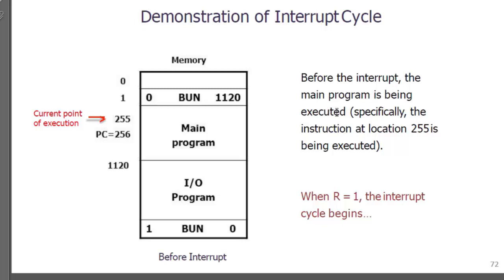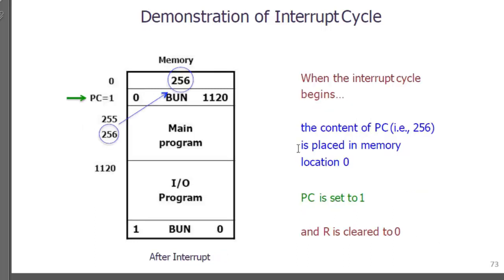Now before the interrupt, the main program is being executed. This is the main program that is currently executing. Specifically, the instruction at location 255 is being executed when R equals 1. That means when the value of R is 1, the interrupt cycle begins. So here in this diagram, you can see that the interrupt is occurring. After the interrupt occurs, the 256 value, that was the value of program counter, will be moved to memory location 0. After that, the program counter will be set to 1.